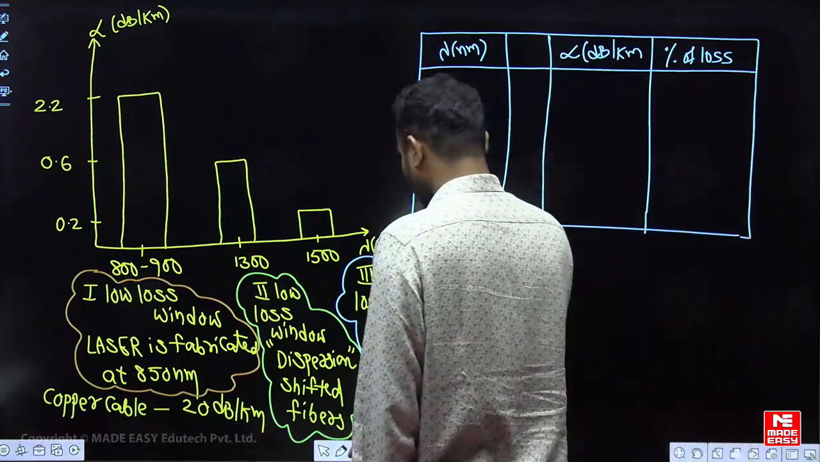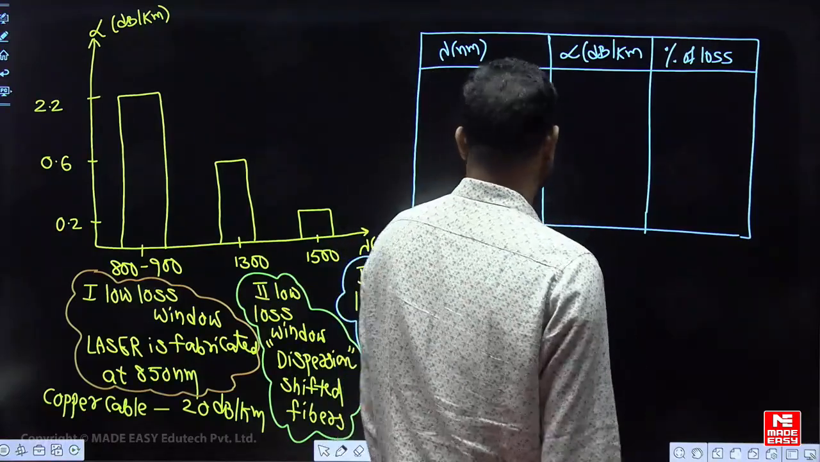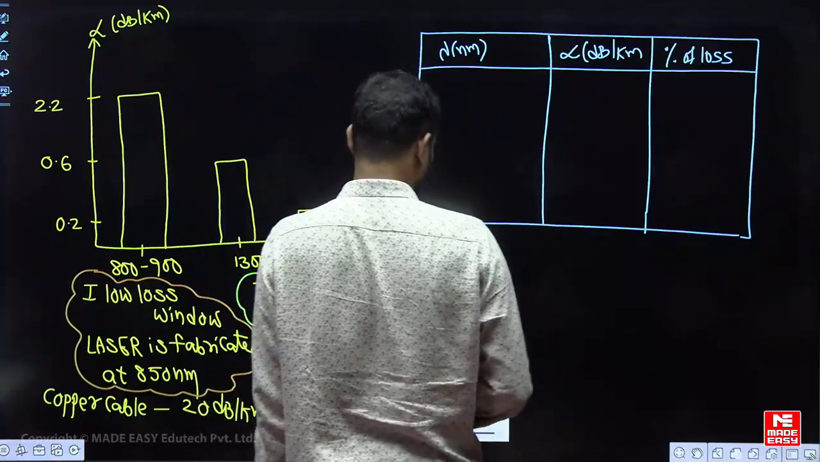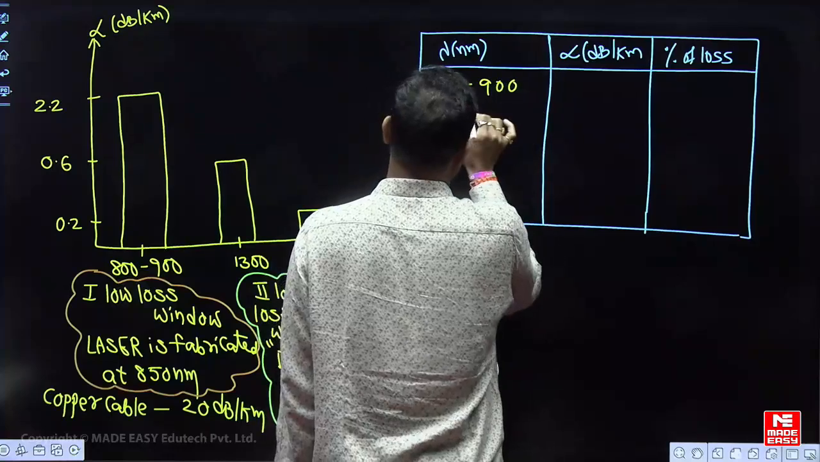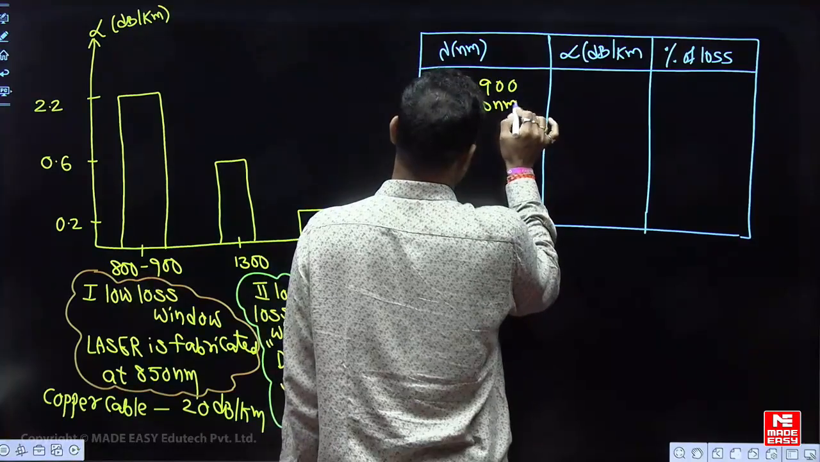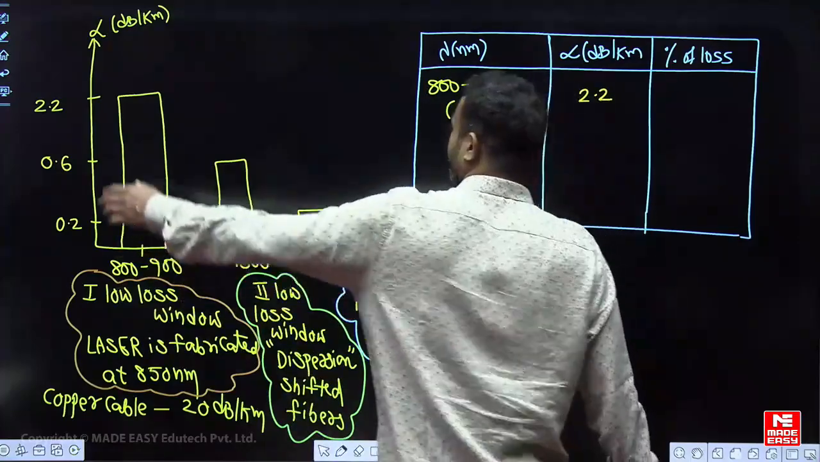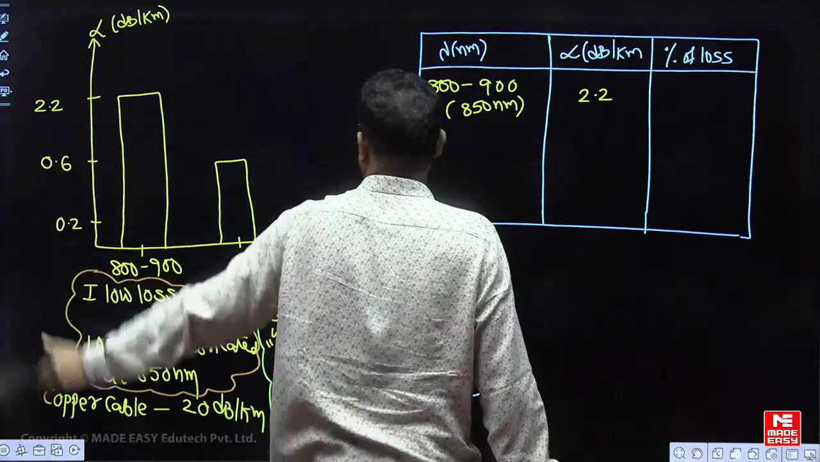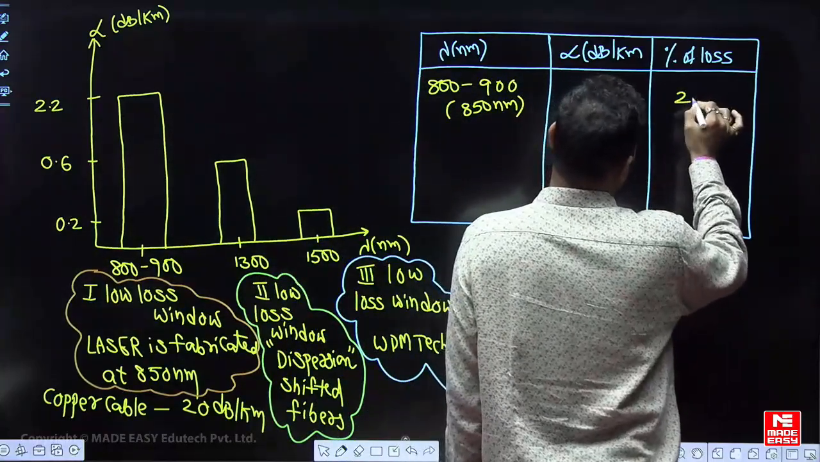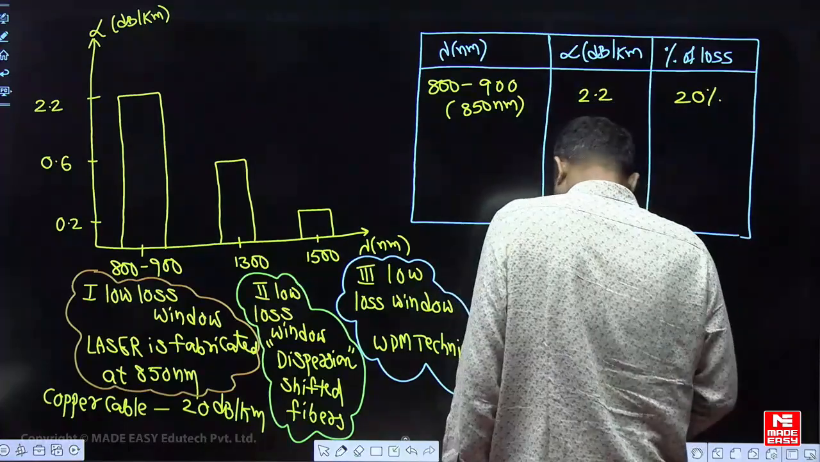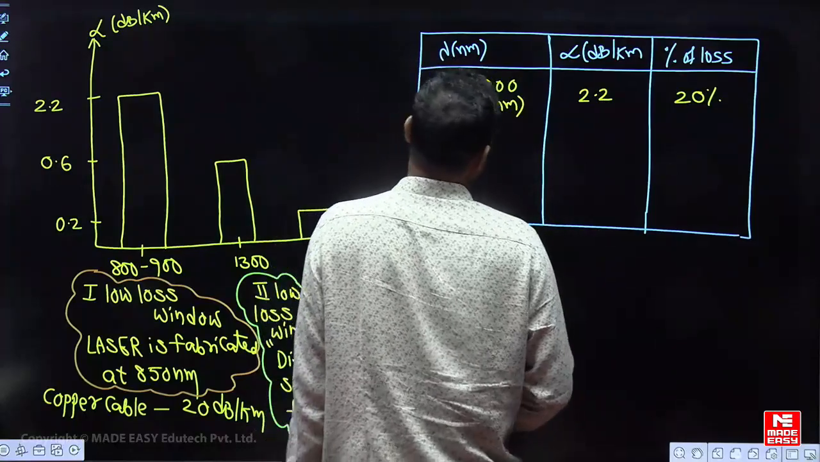Once we talk about this part, we can clearly understand how much attenuation is offered by the fiber. Please see here, the first thing is from 800 to 900 nanometers. In that we are operating at 850 nanometers. Your loss is equal to 2.2 dB per kilometer, as we got from the chart. The percentage of loss is 20%. So this is the amount of loss we have whenever we are using 850 nanometers.